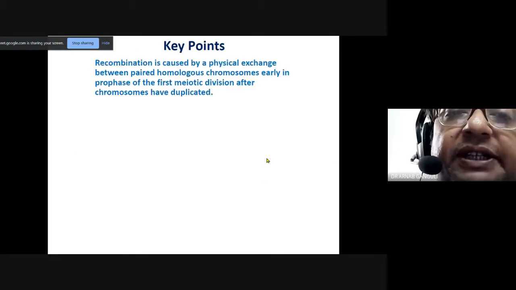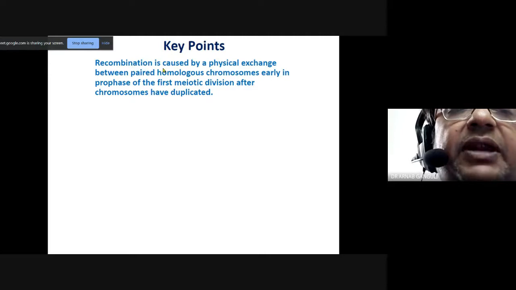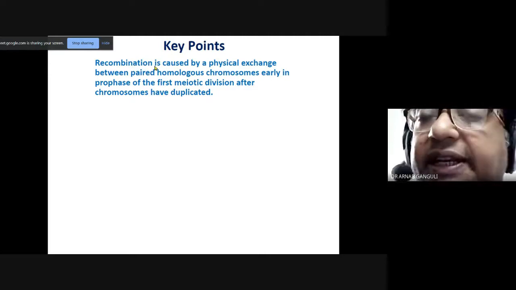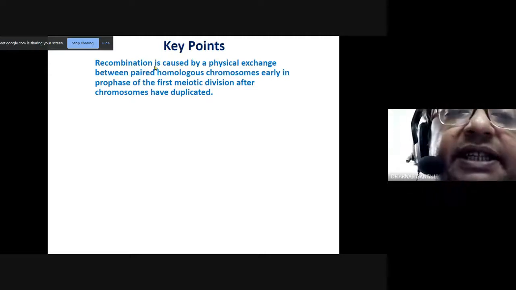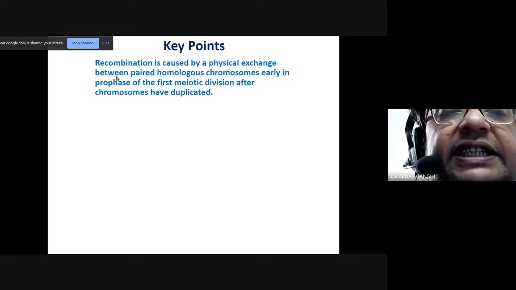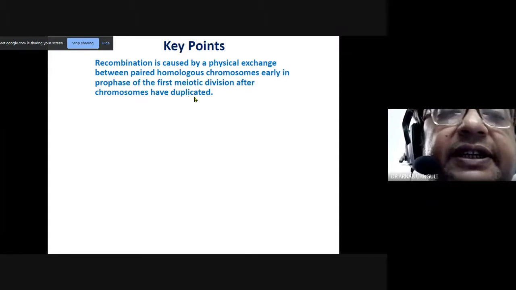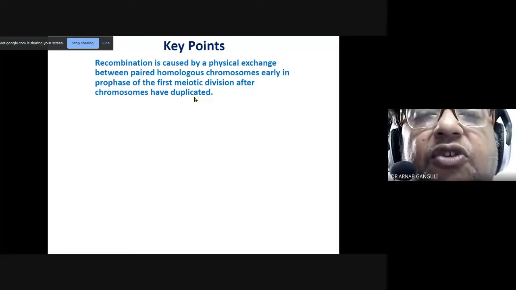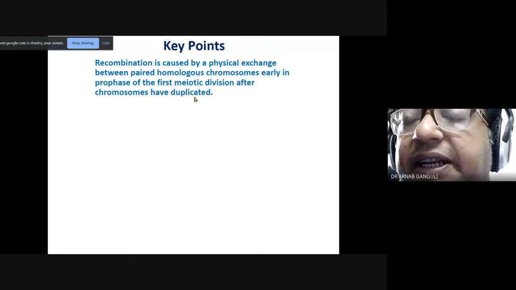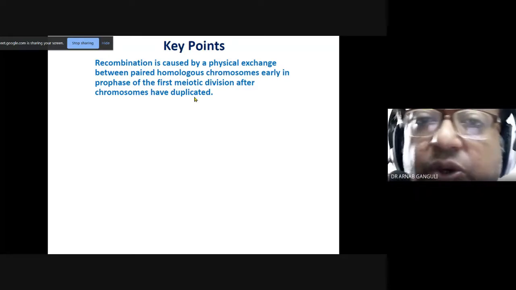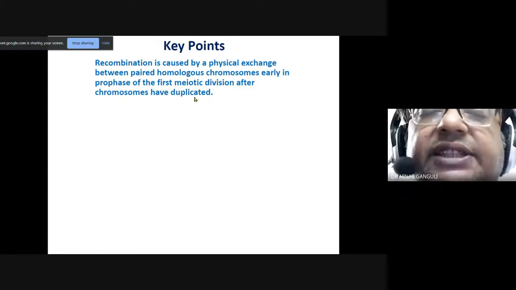So the key points are recombination, that is the recombinants formed after crossing over has taken place. It is caused by a physical exchange between paired homologous chromosomes early in the prophase of the first meiotic division after the chromosomes have duplicated. So you have seen that crossing over is a physical exchange. Material from one homologous chromosome is transferred to the next chromosome.